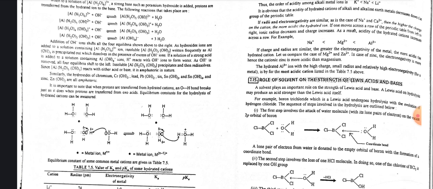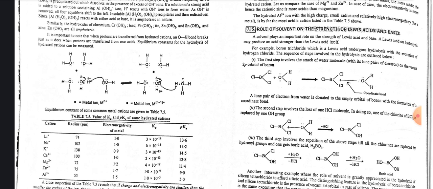If a solution of strong acid is added to a solution containing Al(OH)4 negative ions, H positive reacts with OH negative ions to form water. As OH negative ions are removed, all four equilibria shift to the left, and the insoluble precipitate then re-dissolves. Since the hydroxide reacts with either acid or base, it is amphoteric in nature.